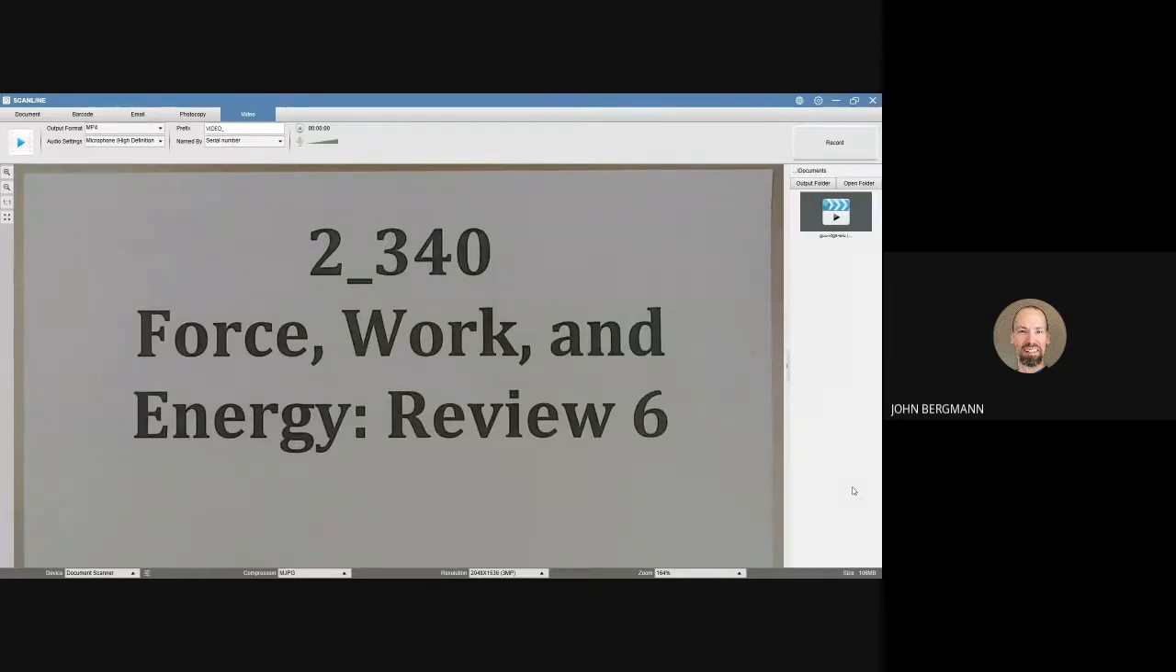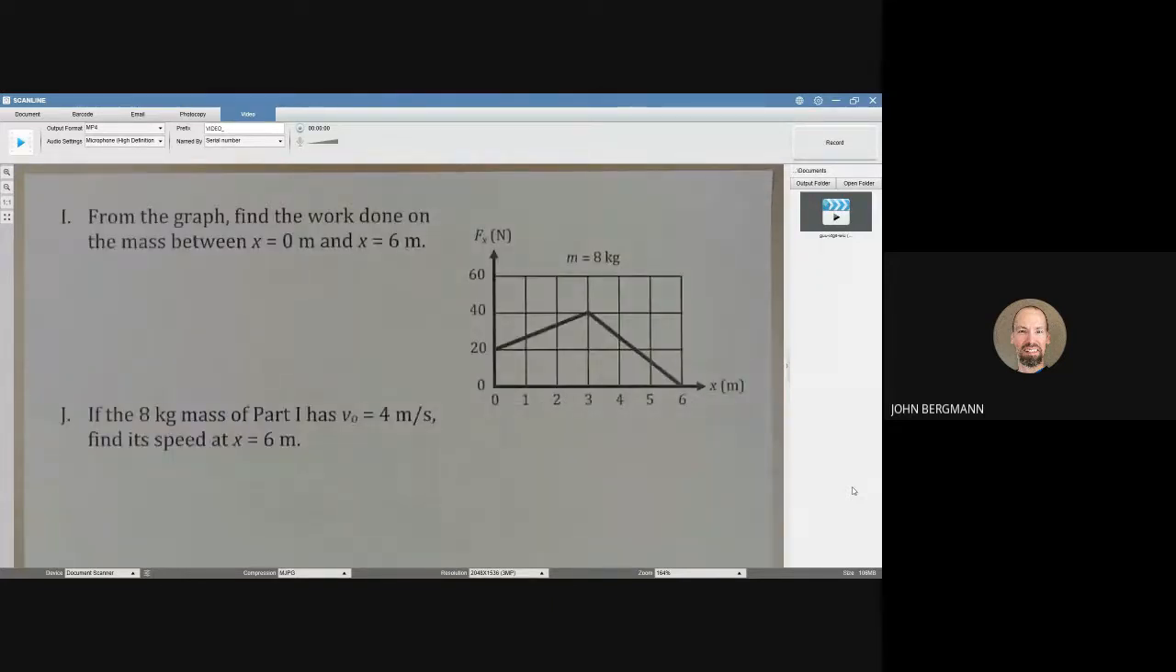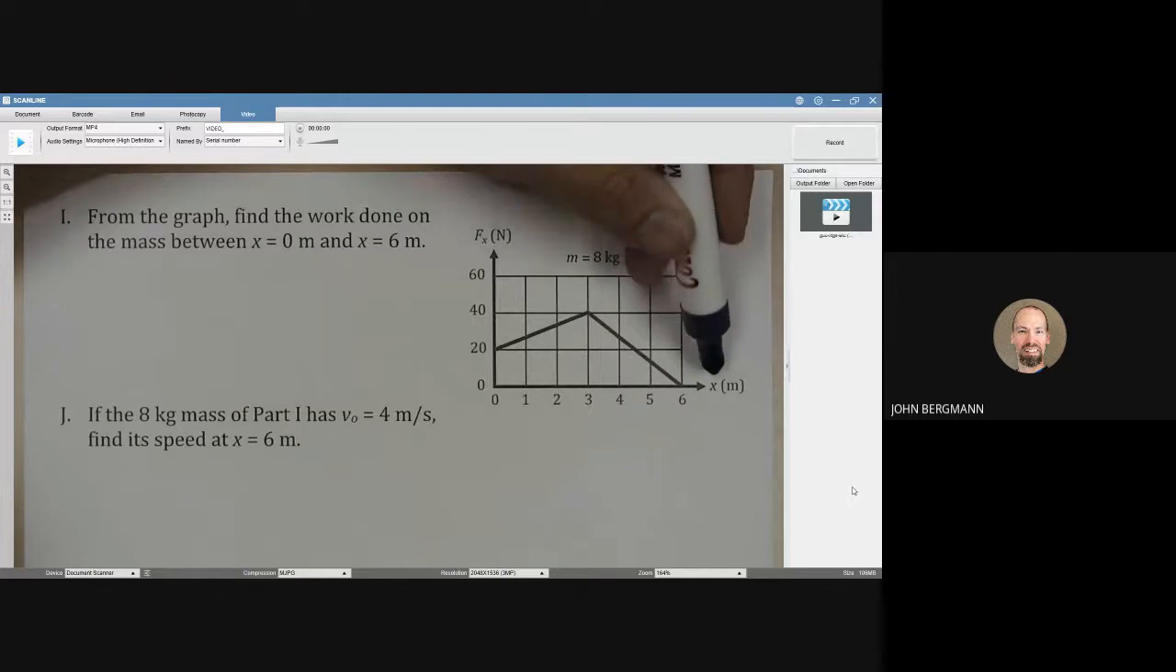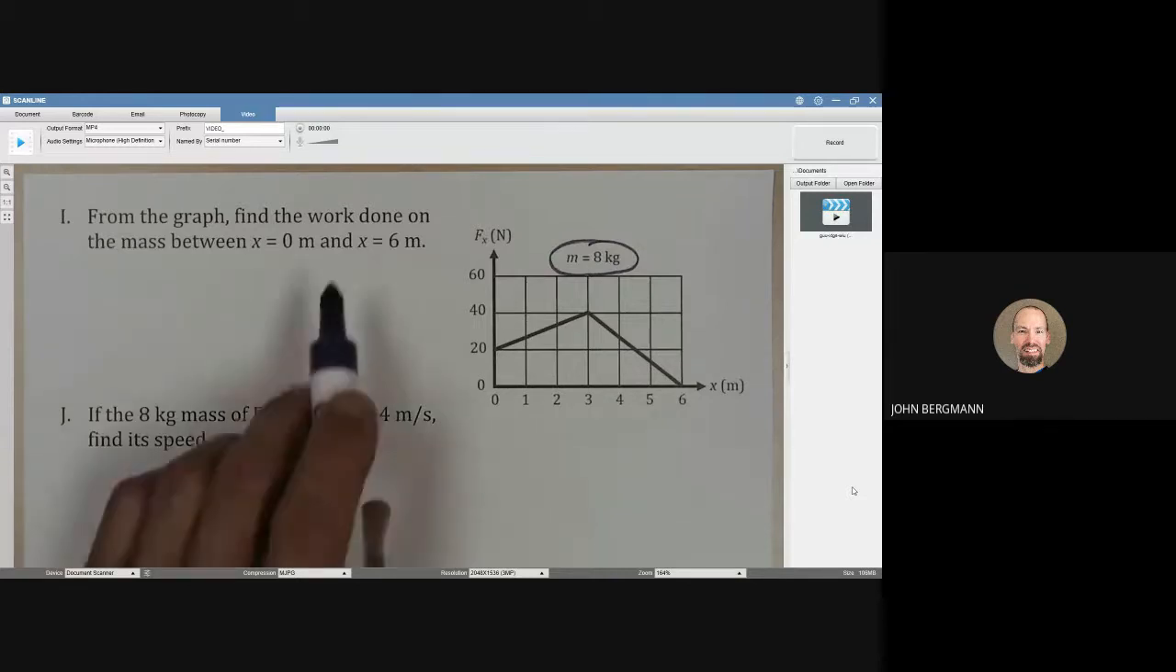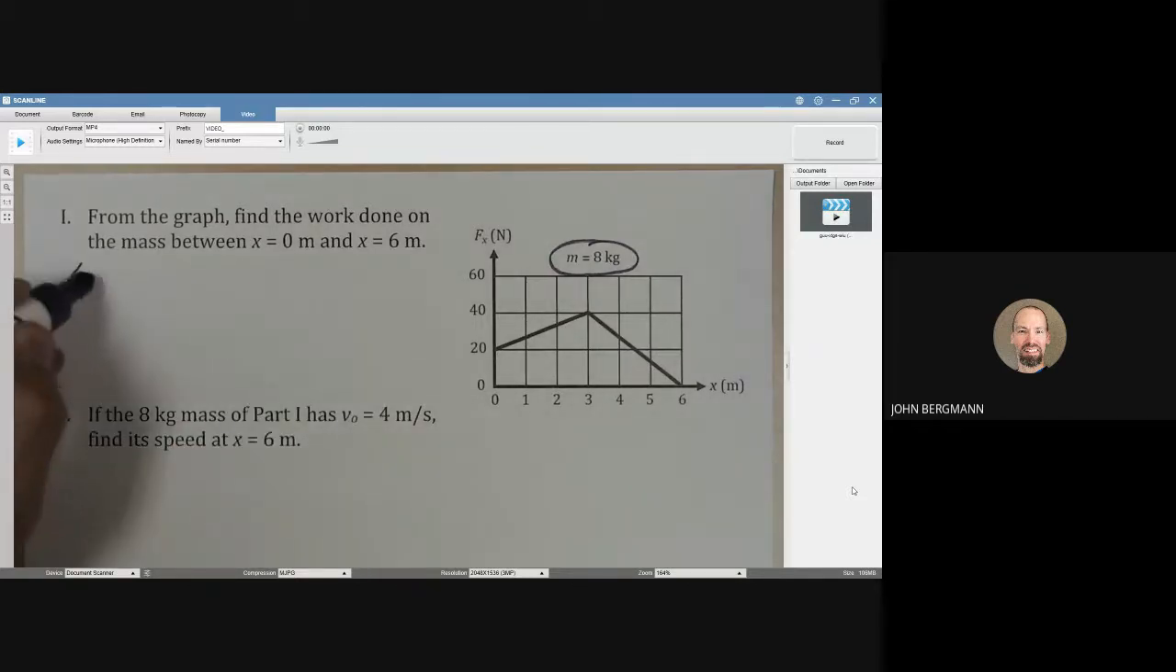Force, work, and energy review 6. From the graph, find the work done on the mass between x equals 0 meters and x equals 6 meters. We have force with displacement, and there's our mass right there, 8 kilograms. The work done is going to be the area under the graph, isn't it?